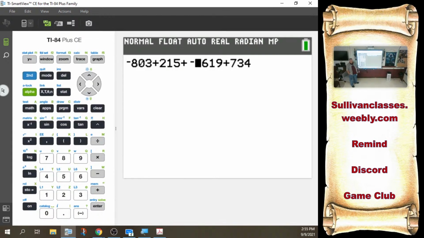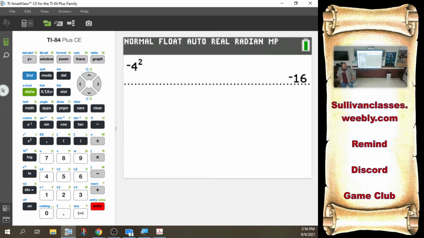If negative 4 times negative 4 is positive 16, then tell me why, what happened? Why is negative 4 to the second coming out as a negative 16 on my calculator then? Because the calculator is changing the answer to a negative because I don't have parentheses on there.